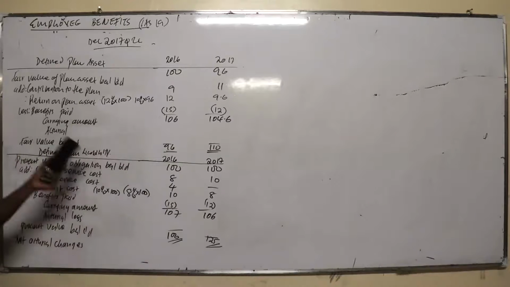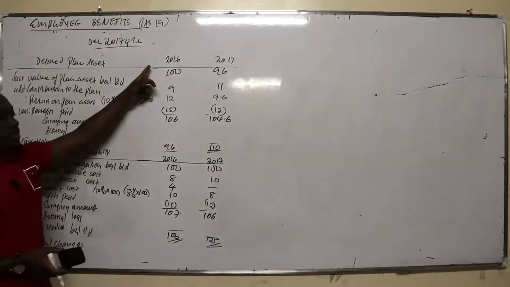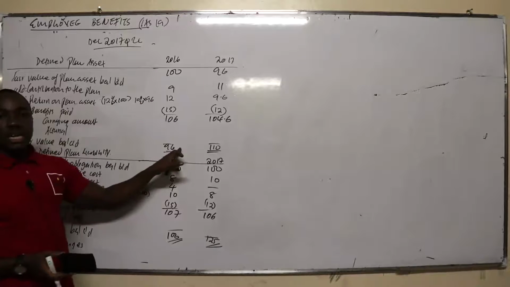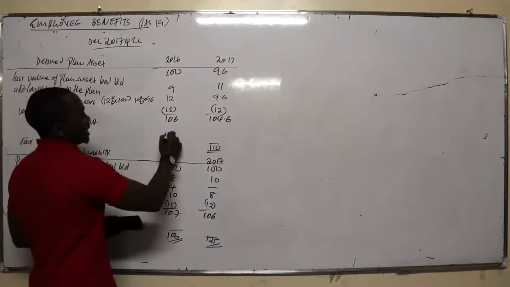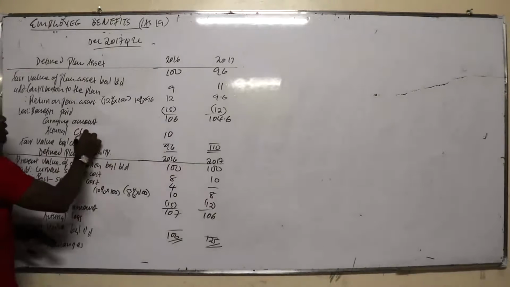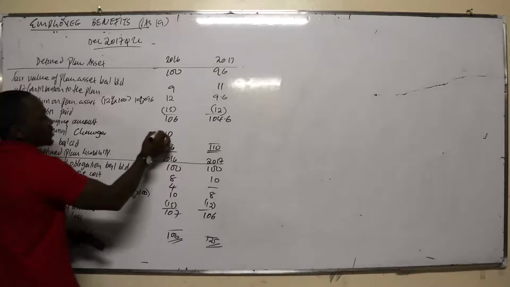Now, let's get the actual changes. 2016, we start with the asset. From 106 to 96, that's a reduction. A reduction of how much? 10. Let's just call them actuarial changes. Let's show it as a negative.